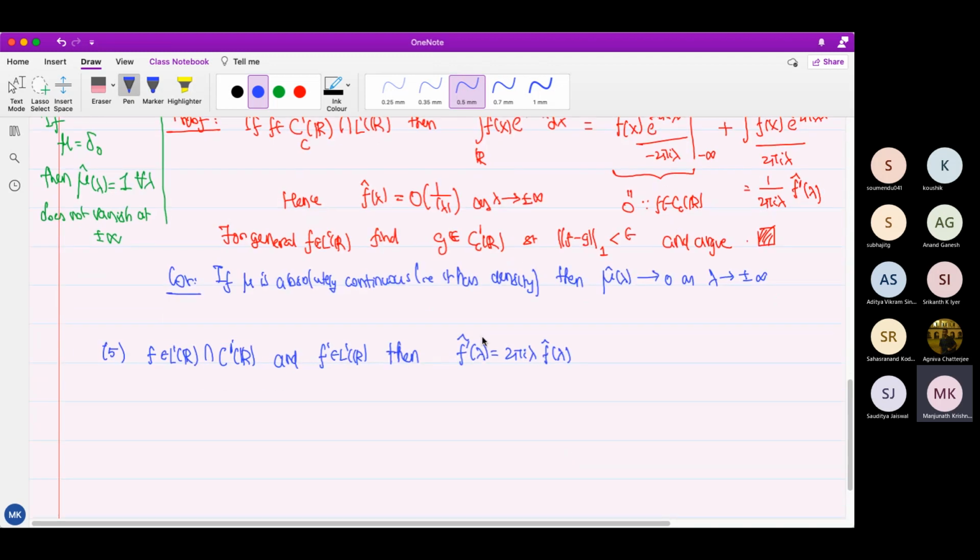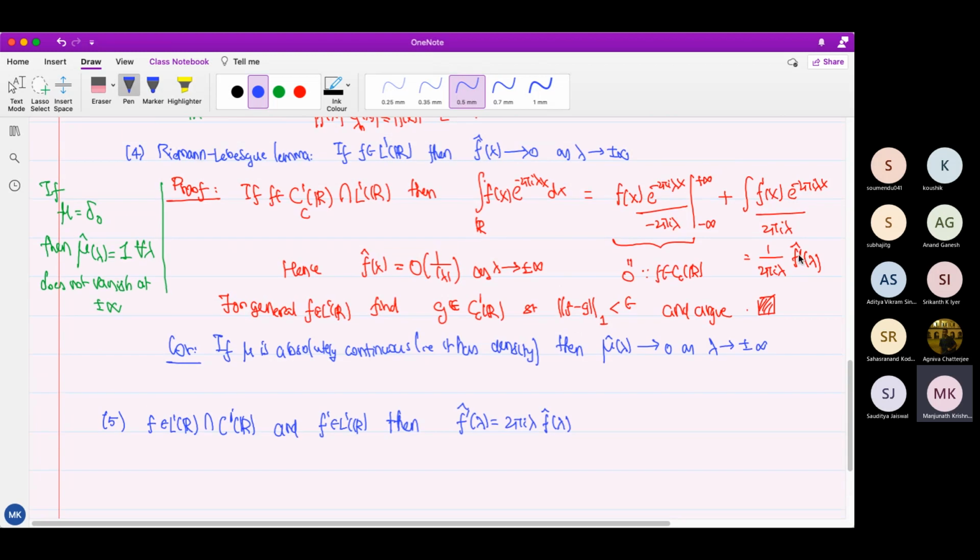So in other words, this itself vanishes, right? f dash belongs to L1. So I'm repeating that, in particular, f hat of lambda will be little o of 1 over mod lambda. Why? Because f dash itself is an L1 function, and its Fourier transform vanishes at infinity.